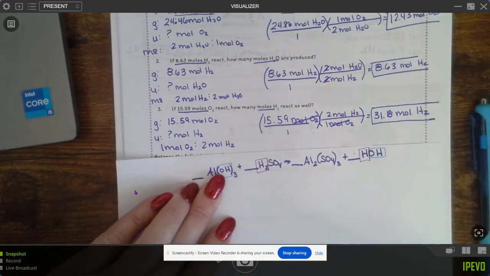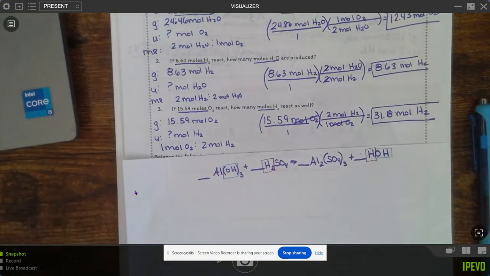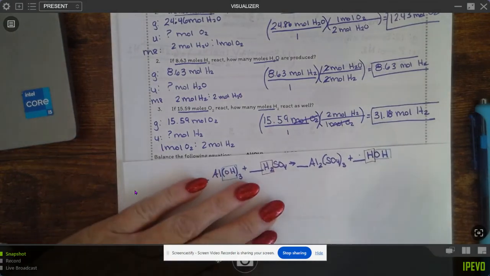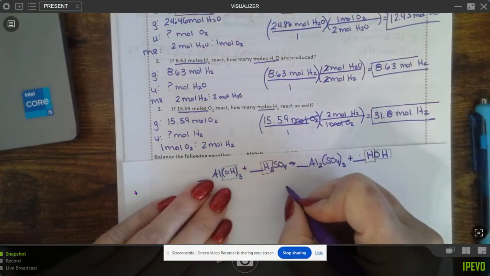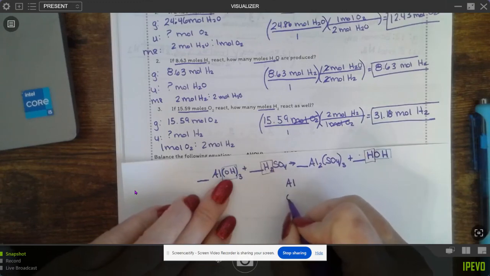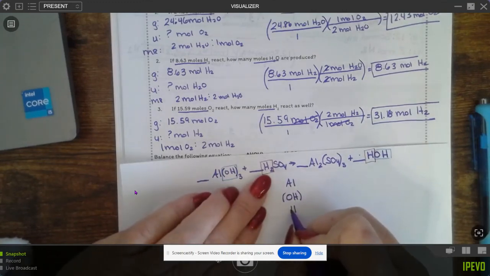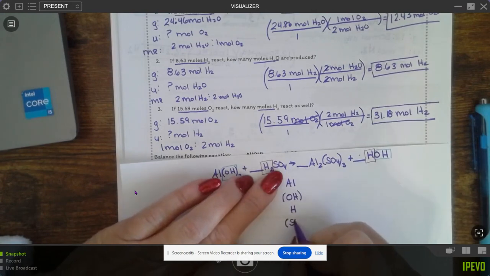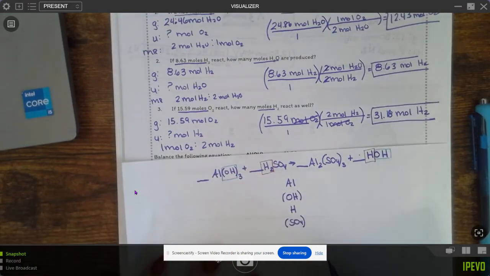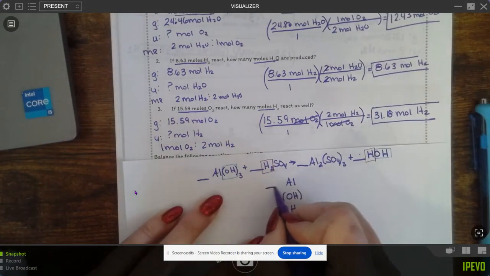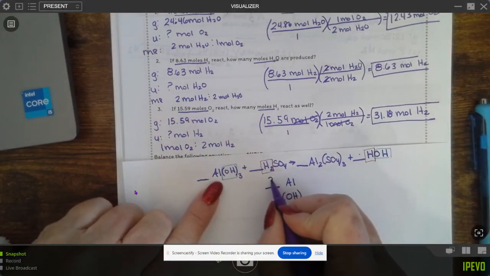So if I do this using the tally method, what I'm going to do is write down I have aluminum, I have OH, which is called hydroxide, I have H, and I have SO4. This is going to make it way easier than trying to count up the oxygens and the hydrogens in water. So let's look at this. Here I have 3 aluminum.